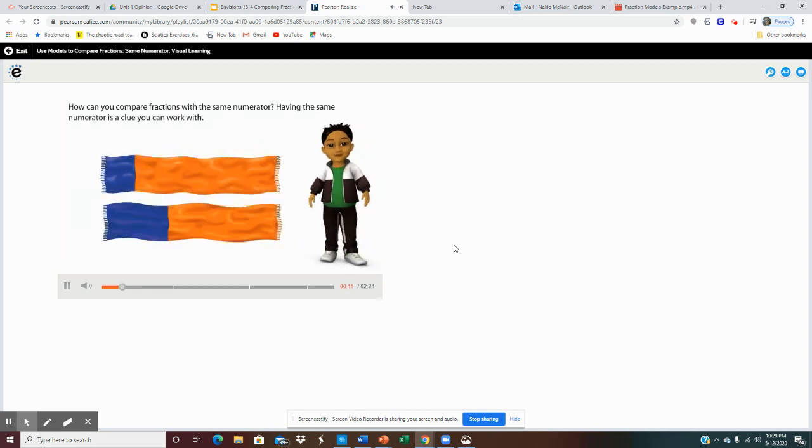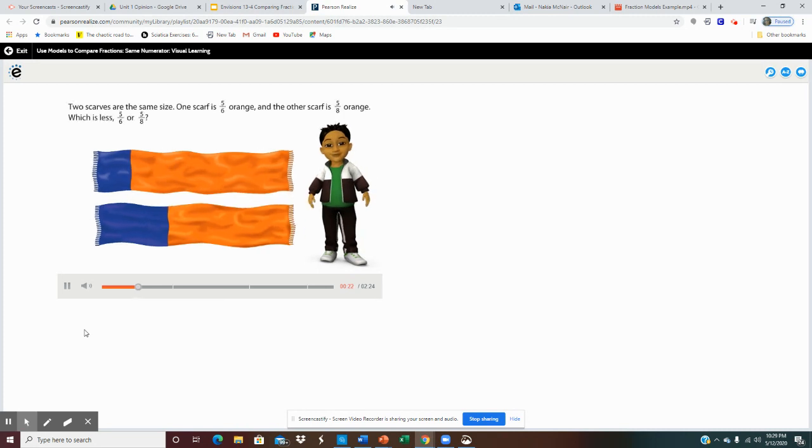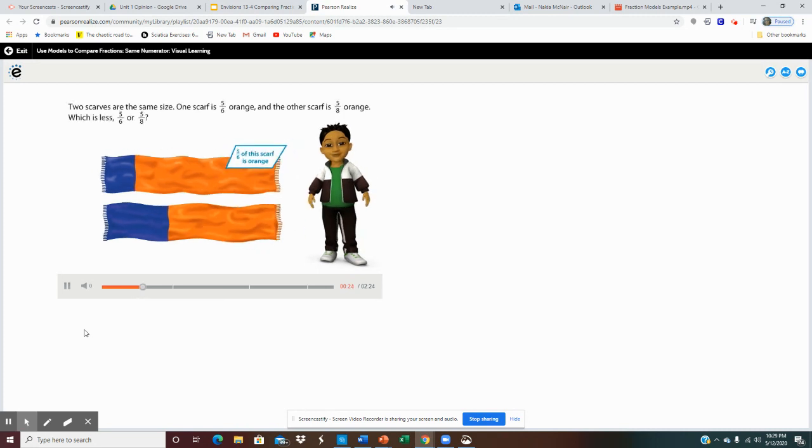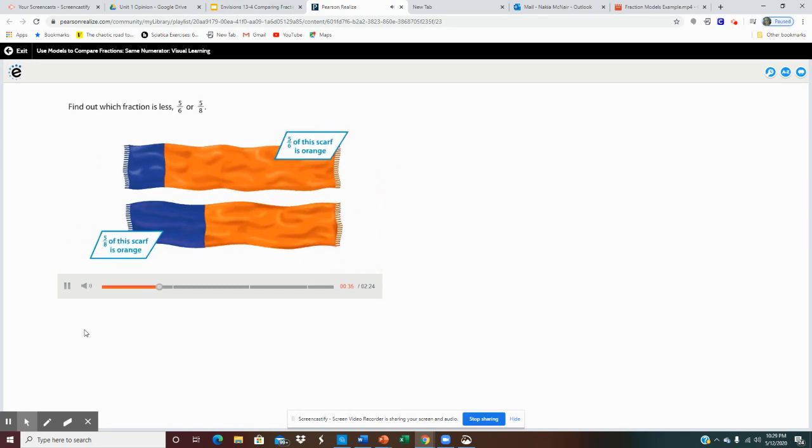How can you compare fractions with the same numerator? Having the same numerator is a clue you can work with. Don't forget to look for clues. Clues lead you to answers. Two scarves are the same size. One scarf is 5/6 orange, and the other scarf is 5/8 orange. Which is less, 5/6 or 5/8? Find out which fraction is less, 5/6 or 5/8. What is important to know before you compare fractions?